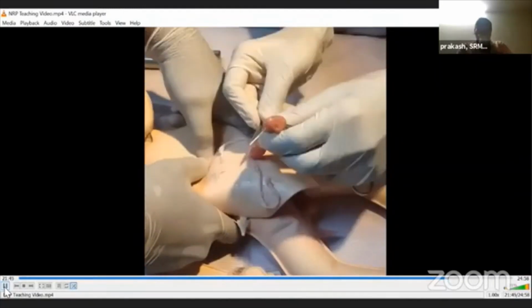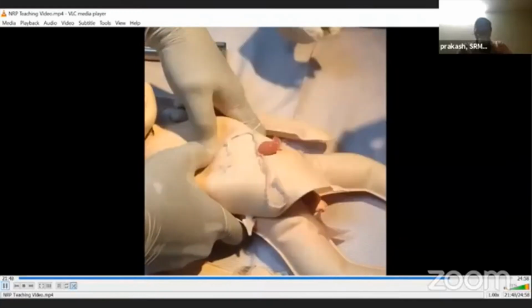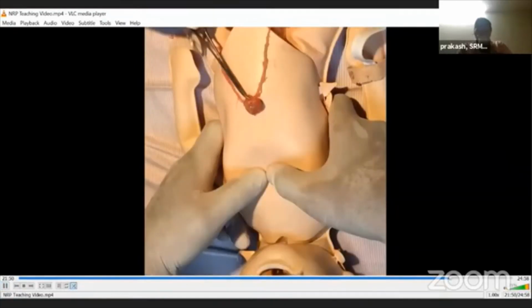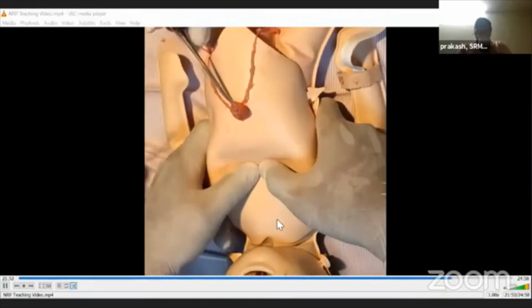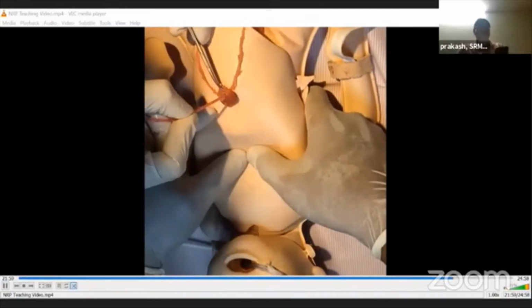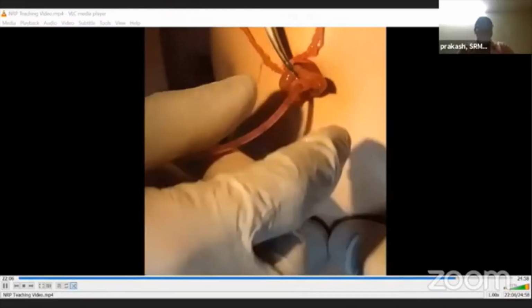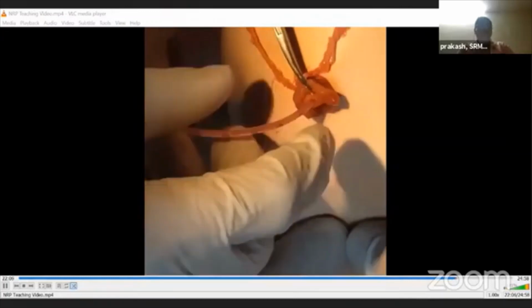1 and 2 and 3 and breathe. I'm going to insert the UV line, identifying the umbilical vein, which is very deep and collapsible, and I'm inserting the UVL up to 4 centimeters.